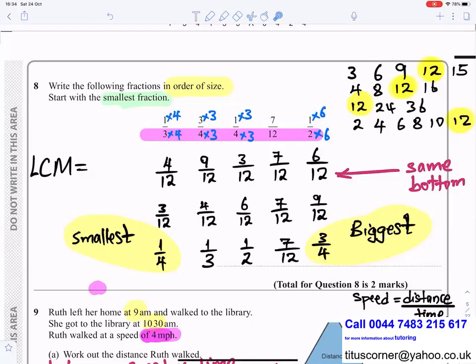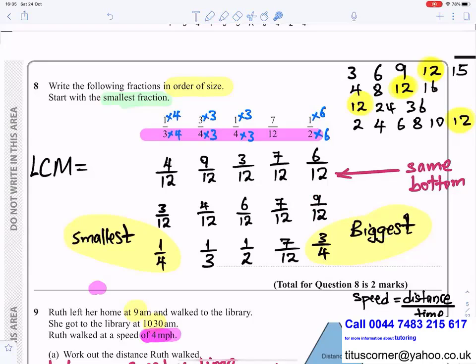Now the denominators are all the same, all 12, and the numerators are different numbers. Using the numerators, put the numbers in order. The smallest one is 3, so that will come first: 3 over 12. The next one is 4, 4 over 12. The next one is 6, 6 over 12. The next one is 7, 7 over 12. And the last one, 9, 9 over 12.